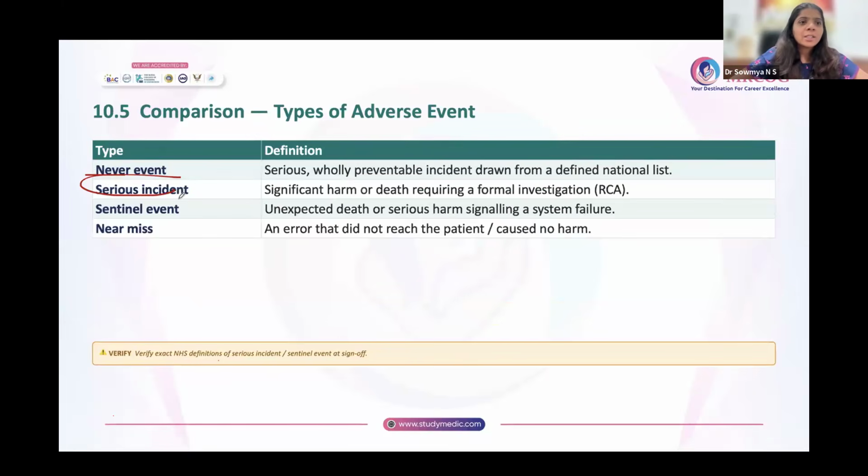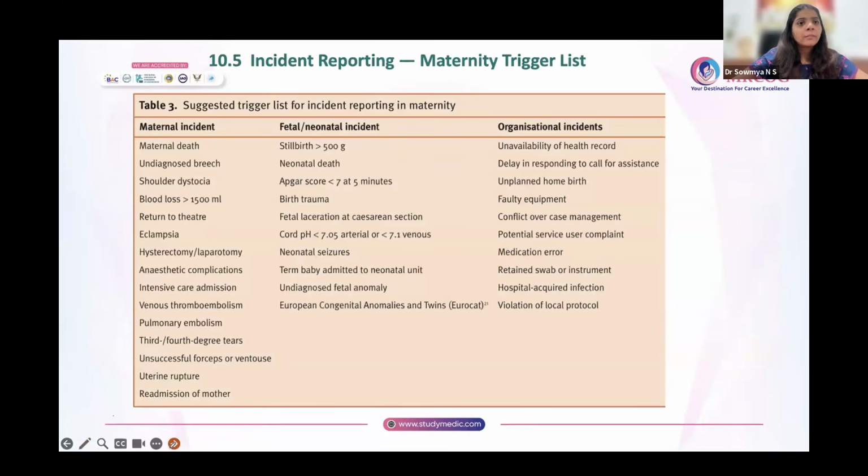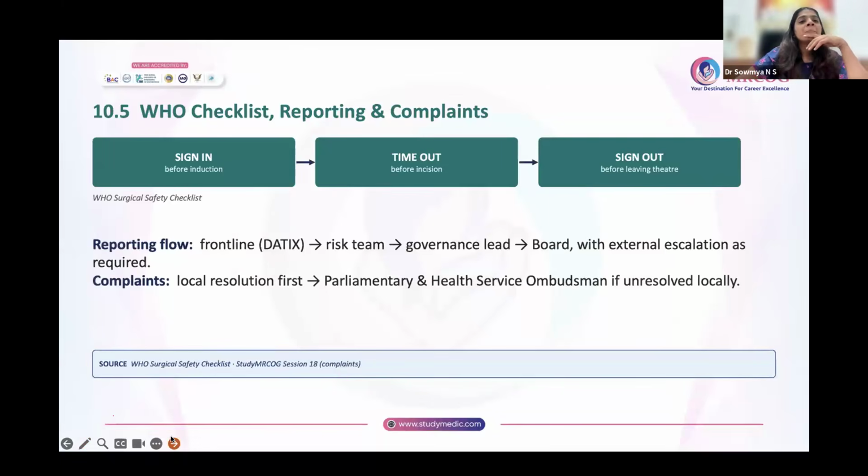So I think a never event is a serious event, basically which should never have happened. A serious incident is one which has caused significant harm. A sentinel event is a single event which happened probably because of a system failure. A near miss is one where the serious event was prevented from happening. You all know the suggested trigger list. Every unit has got that. Remember, blood loss of more than 1500 ml is the one which would be suggested.